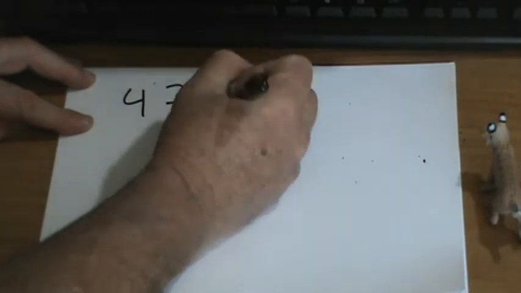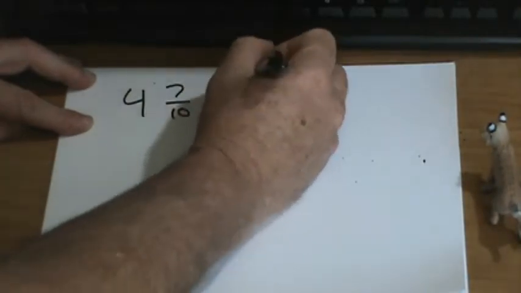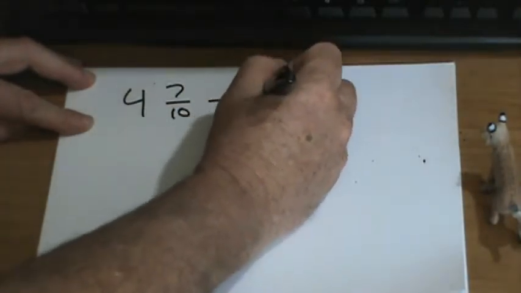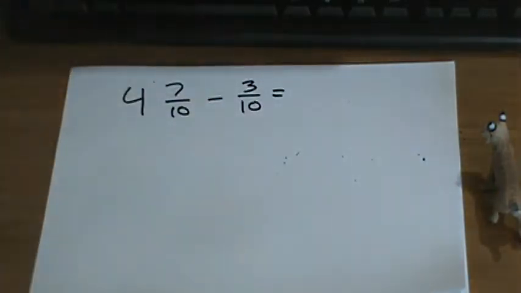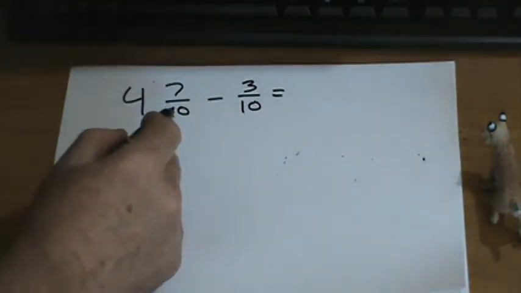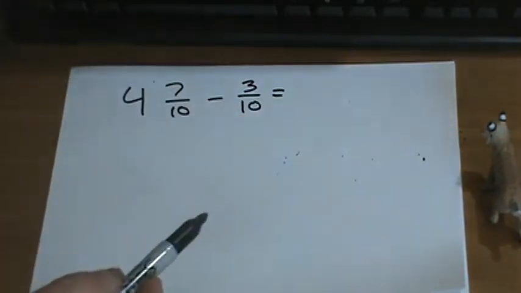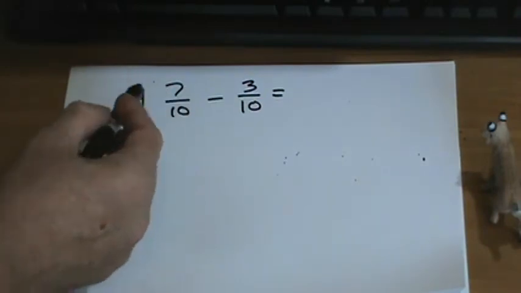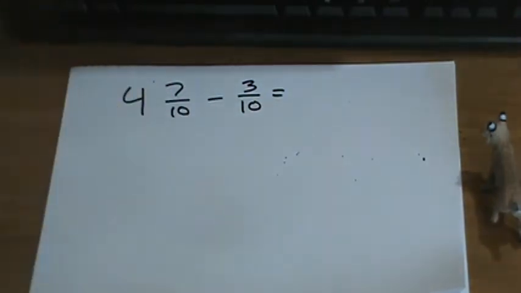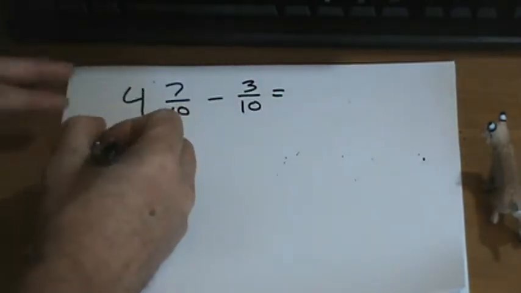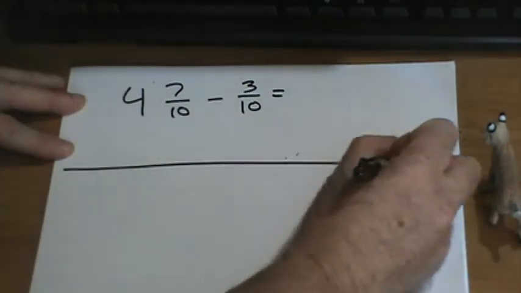4 7/10 minus 3/10. What will that equal? Now I could just approach this like we did with addition and just do the fractions. 7/10 minus 3/10 would be equal to what? 7 minus 3 is 4, so it would be 4/10. So the answer is probably, we could do it in our head almost, 4 4/10. But let's make a number line and double check.